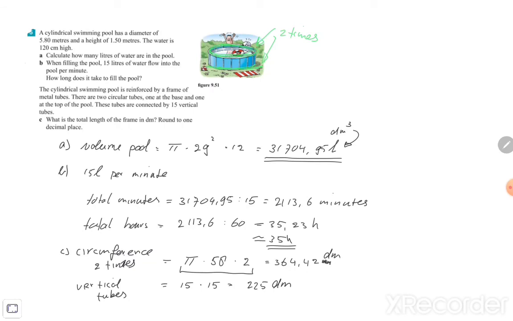Right. And now we need to add those 2 answers. So the answer from the 2 circles and the answer from all the tubes. So together it is 364.42 plus 225, which is equal to 589.4, because we need to round it to 1 decimal place, in decimeters. All right, so that's the answer from exercise 5 from the combined exercises.